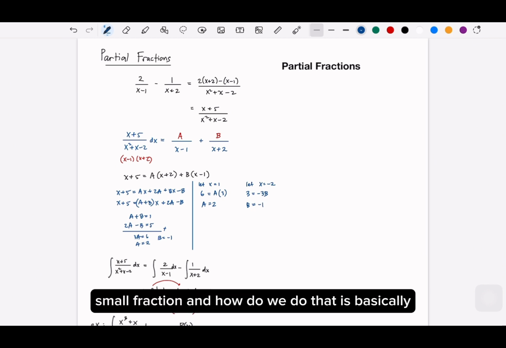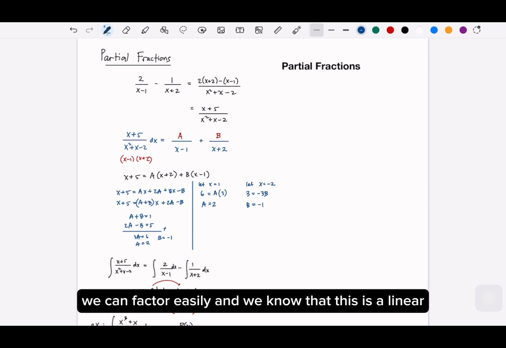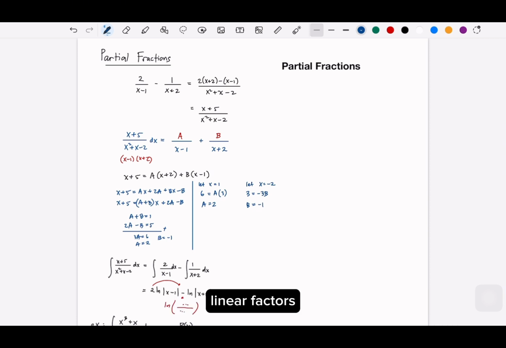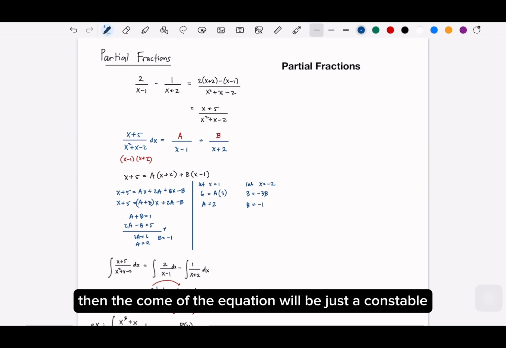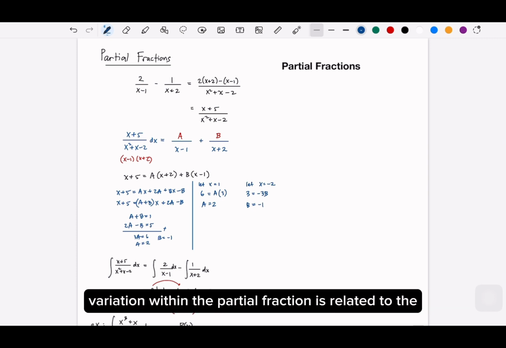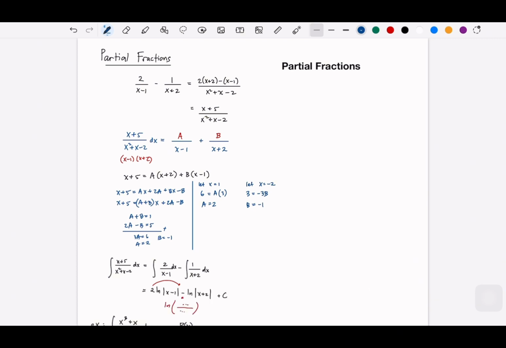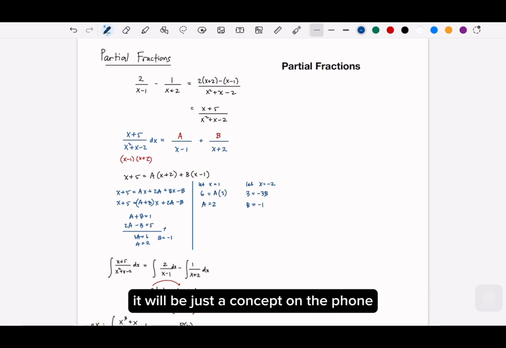And how do we do that? Is basically we are taking, if it can be factorized, for example, this one, x squared plus x minus 2, we can factor easily, and we know that this is a linear factor, then the top of the equation will be just a constant, okay? So the variation within the partial fractions is related to how the denominator will behave. So if you have a linear, then it will be easy, it will be just a constant on the top.